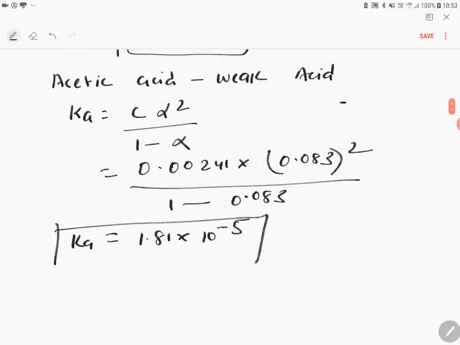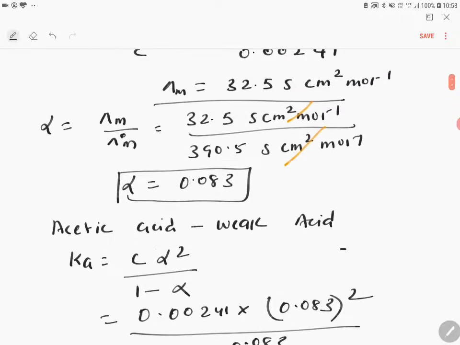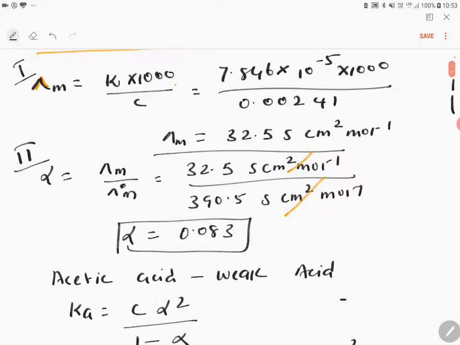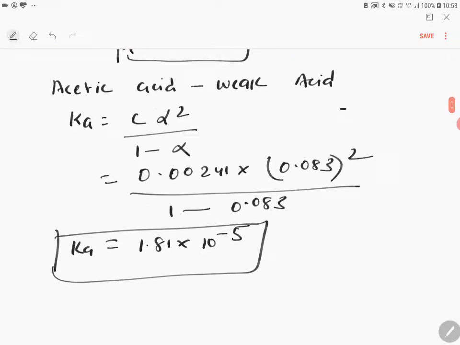So children, we are using 3 steps here basically. So this will be step 1, calculation of lambda m, then step 2, calculation of alpha, then step 3, calculation of dissociation constant Ka.